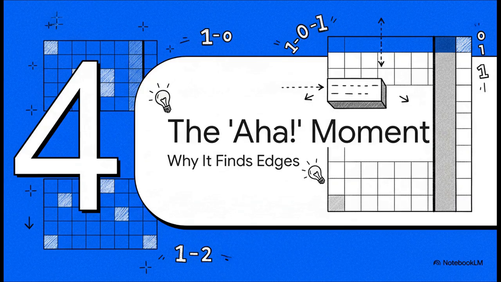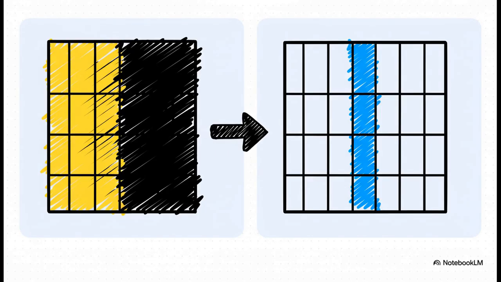Okay, so we've done the math, we see what it does, but why? Why on earth does this weird little grid of ones, zeros, and negative ones find vertical edges? This is the aha moment. To really see the magic, let's use a perfect, super simple image. Imagine it's bright on the left, dark on the right, a perfect vertical edge right down the middle. Now watch what happens when our filter slides over it.